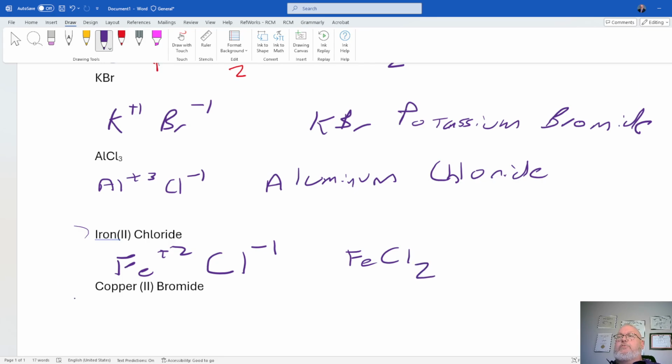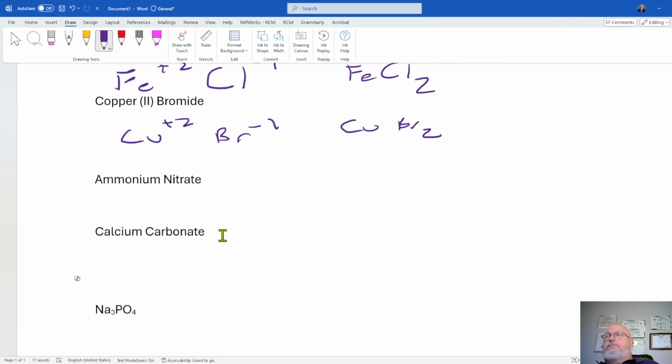How about copper(II) bromide? Same thing. Copper, Cu on the periodic table. I know it's plus 2 because it's got the Roman numeral there. And bromine is Br, and it's group 17, it's minus 1. So I need 2 -1 charges. I need 2 bromines to cancel that out. So of course that would be CuBr2. Quite acceptable.